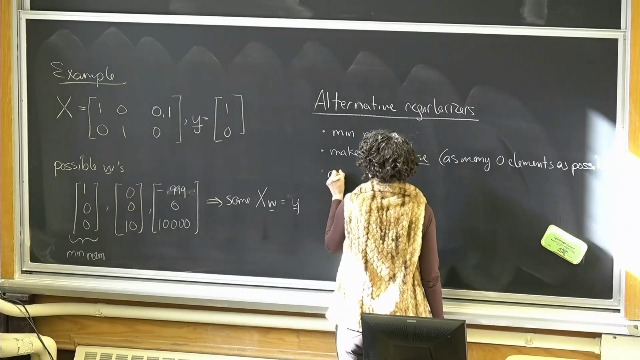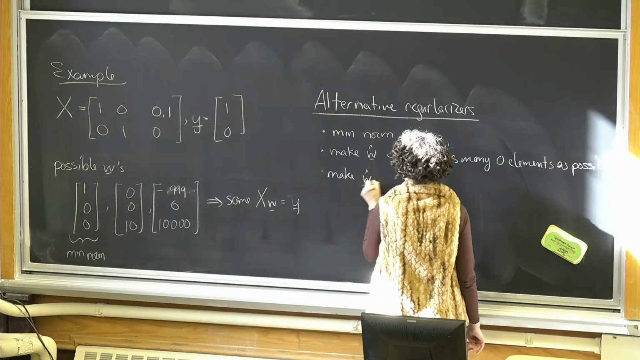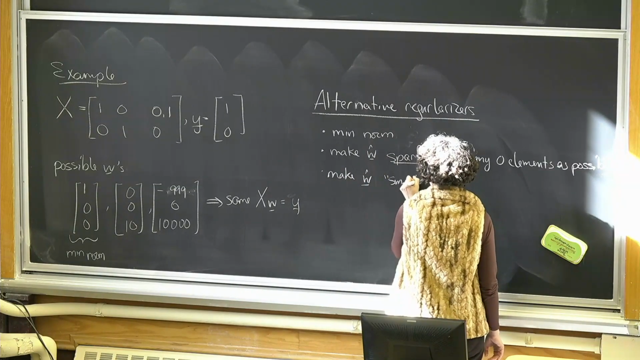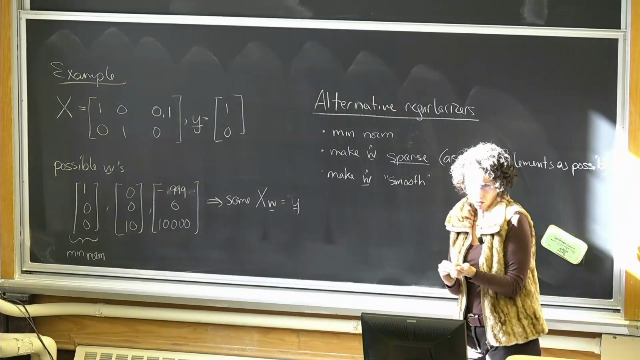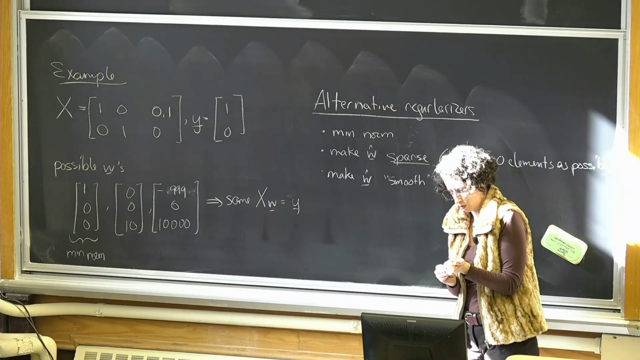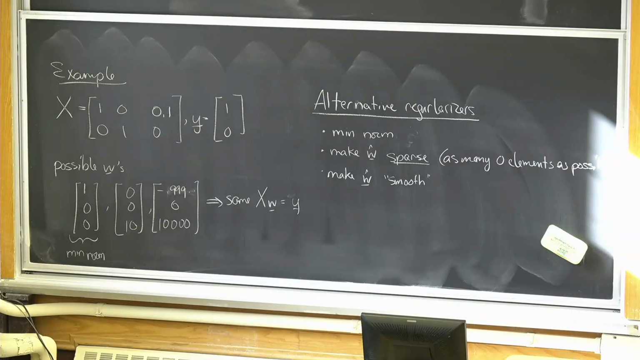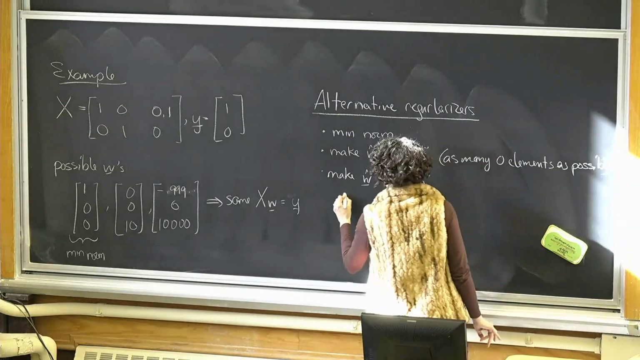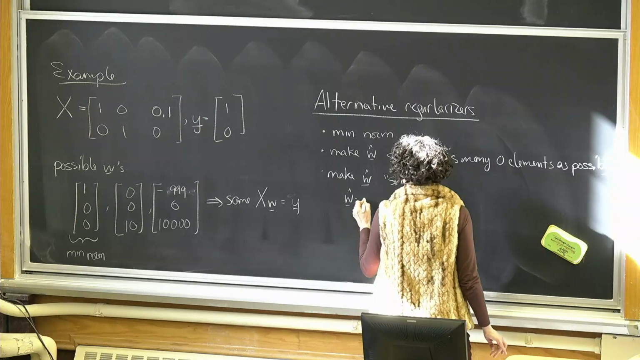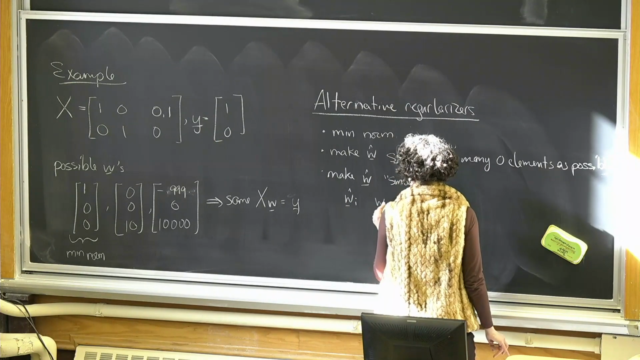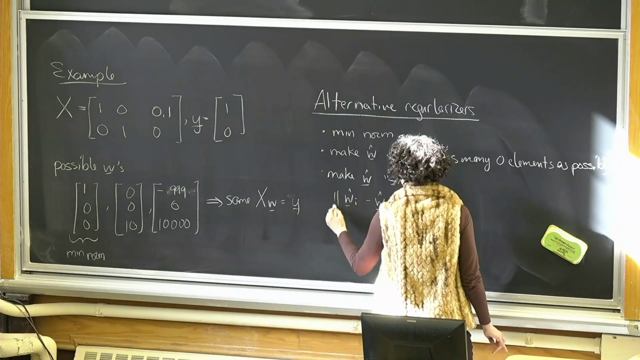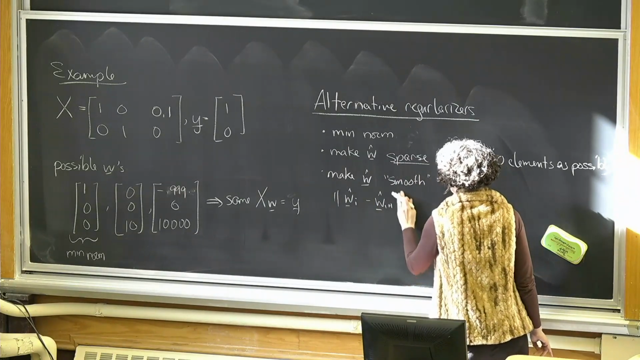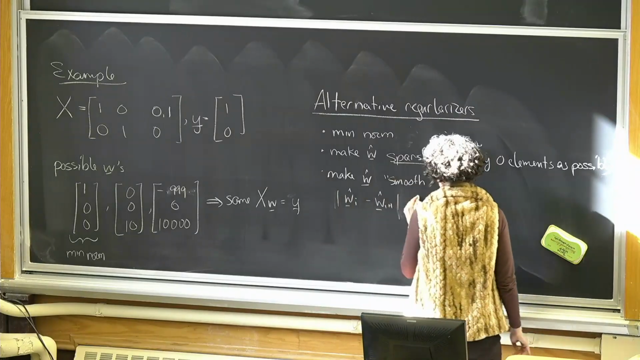Sometimes people will say, make W hat smooth in some sense. So maybe there's some ordering to my features, like, for instance, they correspond to pixels in an image or something, where somehow I think the weight for one feature should be related to the weight of another feature. And so what I might do then is say that I want the ith element and the i plus 1th element to be closer if possible. I guess I'm just saying absolute value.